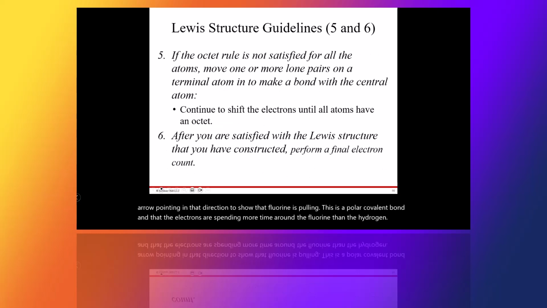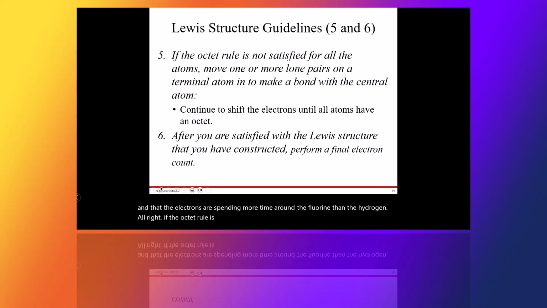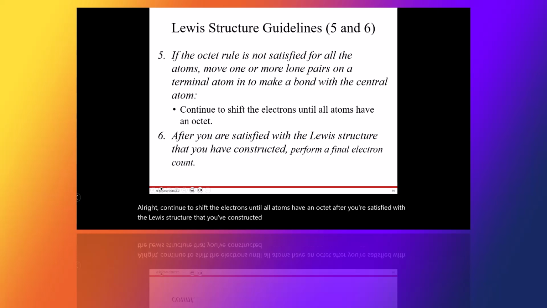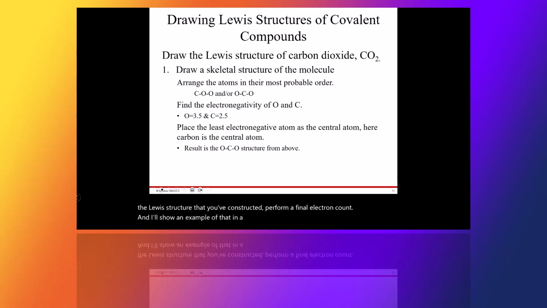All right, if the octet rule is not satisfied for all atoms, move 1 or more lone pairs on a terminal atom to make the bond with the central atom. Continue to shift the electrons until all atoms have an octet. After you are satisfied with the Lewis structure that you've constructed, perform a final electron count. And I'll show you an example of that in a second. Here's a good example. So they've already done it for us. So let's look at carbon dioxide.